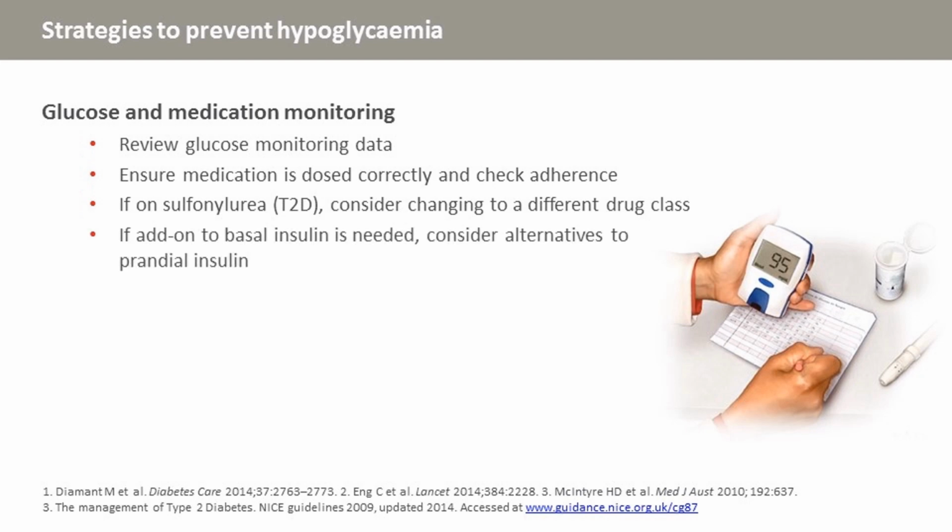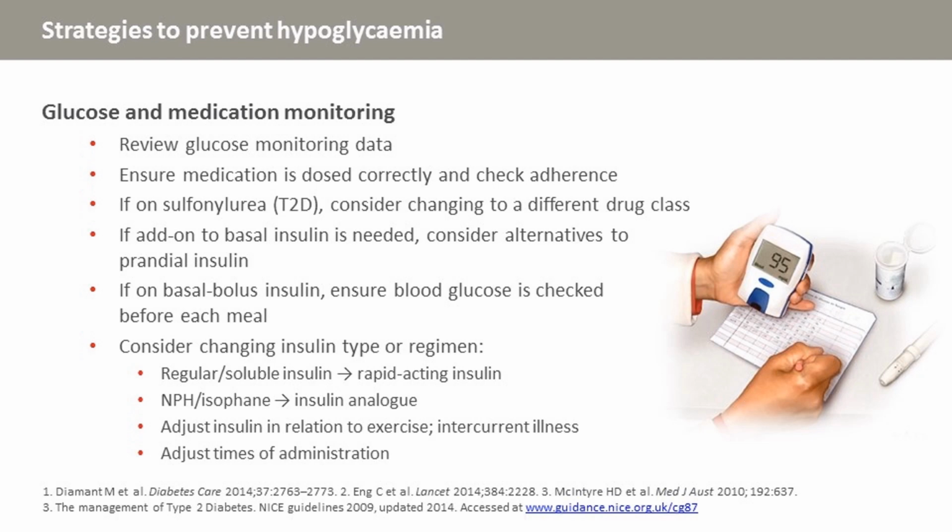If they need an add-on to basal insulin, then think of alternatives to basal insulin, GLP-1 agonists, other potential therapies, SGLT2 inhibitors, and so on. If they're on a basal bolus insulin regimen, then they should be checking their blood glucose before each meal, and we need to consider changing their insulin type.